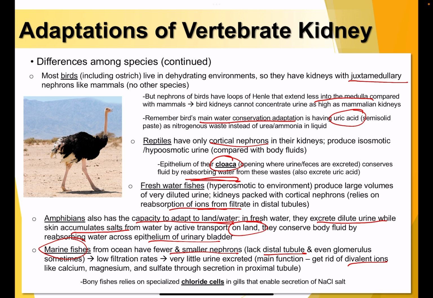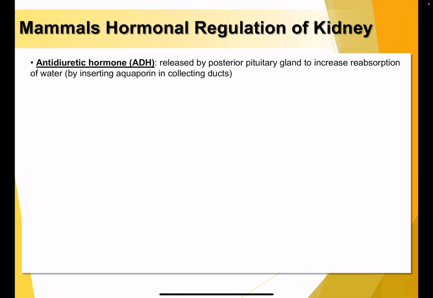Bony fishes will rely on chloride cells as well, which is what that Crash Course guy was talking about. Chloride cells. Here it is, and they're in the gills, enabling these bony fishes to secrete sodium chloride salt. That's why they call them chloride cells.